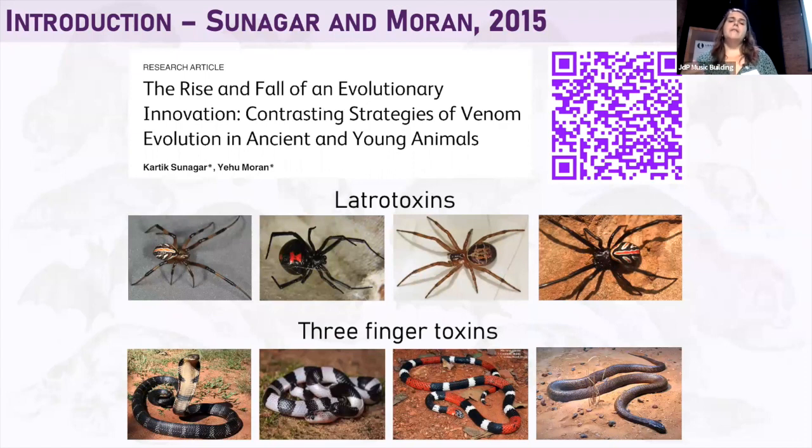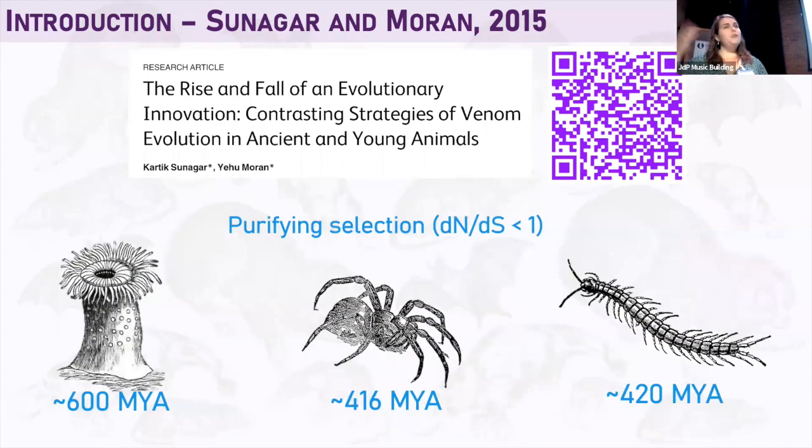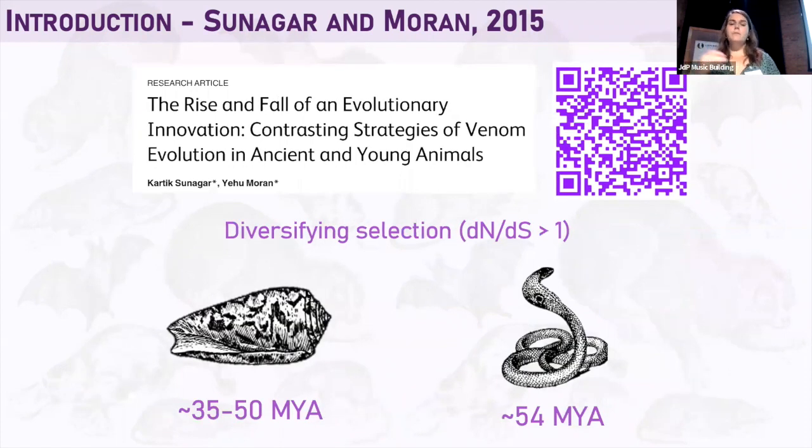What they did was they calculated the rate of selection acting on these toxins, but they also calculated what was the overall selection acting upon that whole group's toxins. So they identified this pattern, and what they saw was that in ancient groups of animals, so your Cnidaria, your spiders, your centipedes, there was a much higher proportion of toxins acting under purifying selection. Whereas in your younger groups, such as your cone snails and your snakes, modern snakes, by the way, you would have a much higher rate of toxins acting under diversifying selection.